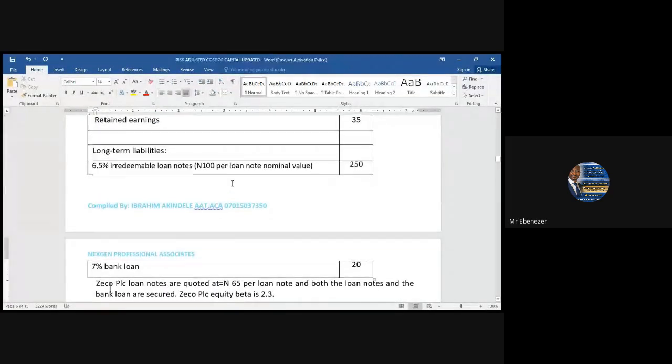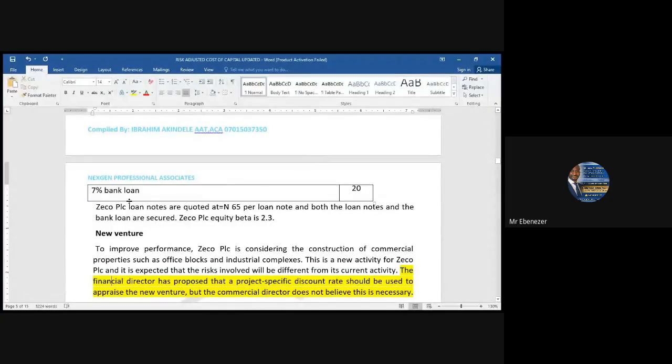Okay. ZECO PLC loan notes are quoted. When they say something is quoted, that is the market price, the current market price of either that loan or debt. They are quoted at 65 naira per loan note. And both the loan notes and the bank loan are secured.